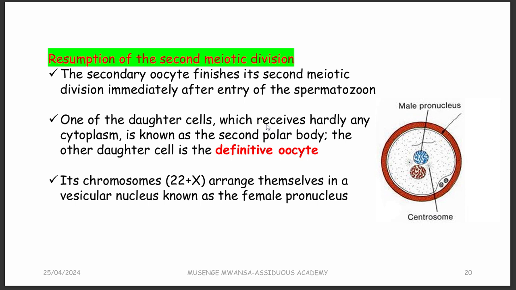Remember, we have 23 pairs of chromosomes in our body. 22 of the chromosomes don't determine our sex, only one determines our sex. So 22 plus X means 22 other chromosomes, but the sex chromosome is X. Remember, this is female. If it is in a male, it is 22 other chromosomes plus a Y chromosome, because it's male. Does that make sense?